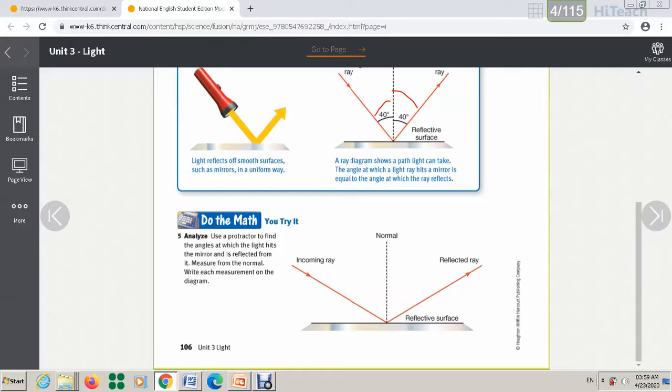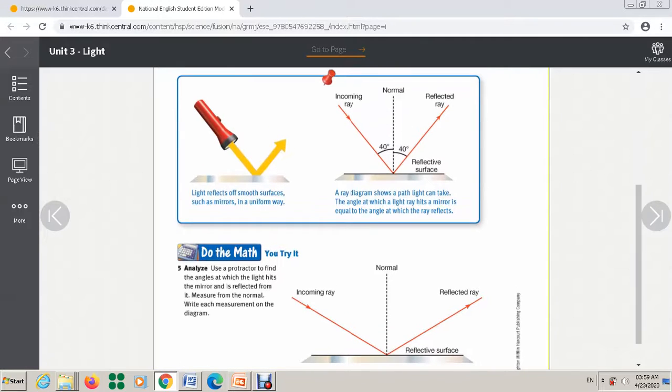You have to draw a normal. This normal, the angle between the normal and the incoming ray, it shows what? The angle of incidence. Okay, so this one here equals 40. It's the angle between the normal and the incoming ray, and the angle between the normal and the reflected ray is called what? The angle of reflection. Here the normal and the surface, it's how much? It is 90 degrees.